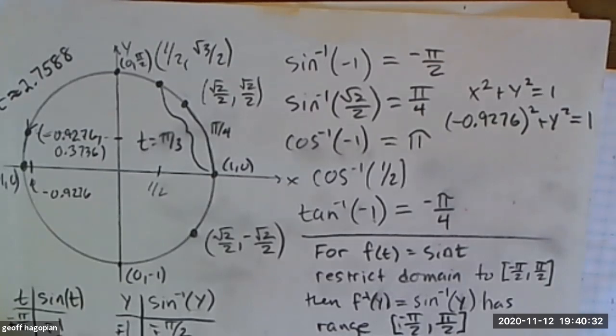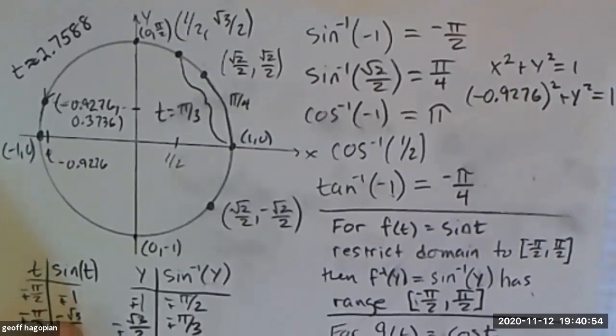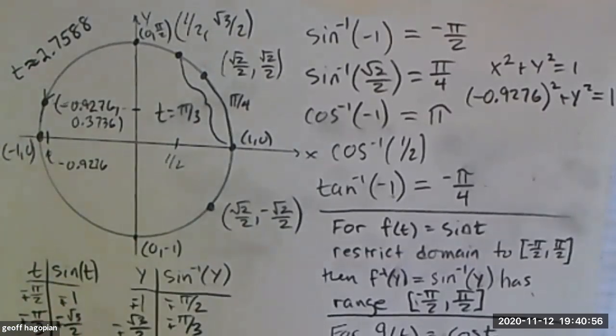Okay, so that means that the sine of the angle whose cosine is negative 0.9276, the sine of the angle whose cosine is negative 0.9, etc., is 0.3736, right? All righty, let's see what other kind of problems they have for us here.